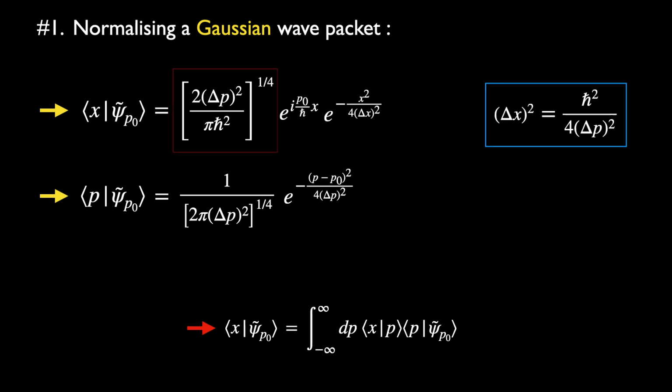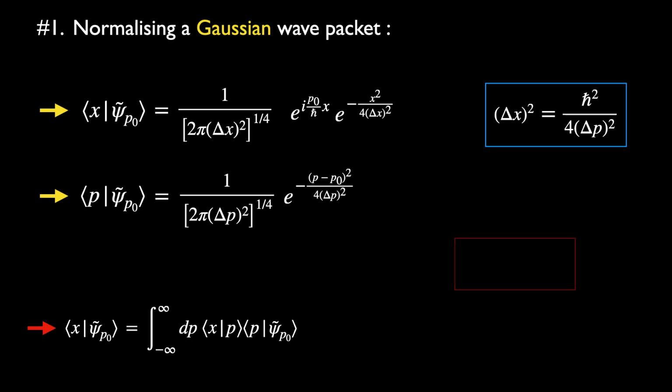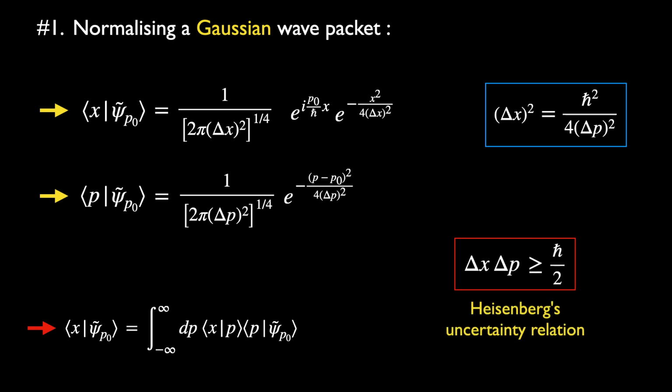Let's rewrite the constant factor in front and use the relation in the blue box. Now the similarities between the two Gaussians become even more apparent. The equation in the blue box is just a special case of the famous Heisenberg's uncertainty relation. In fact, it saturates the inequality. This means the Gaussian wave function describes a state of minimum uncertainties shared between position and momentum.